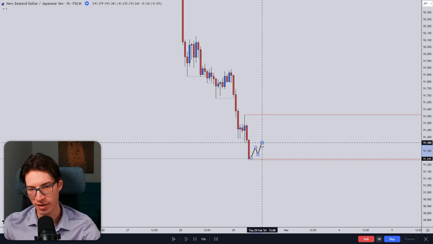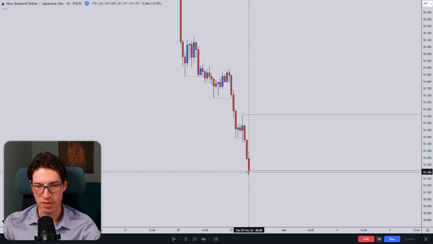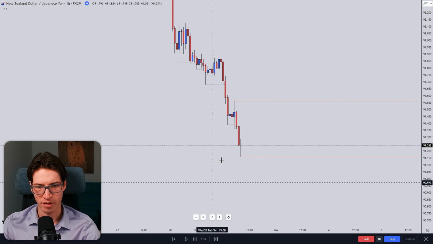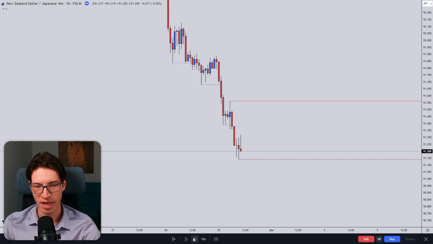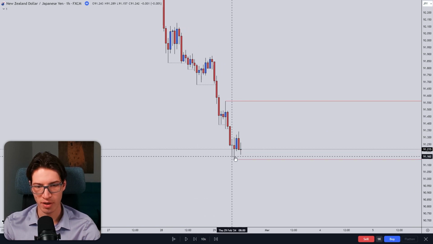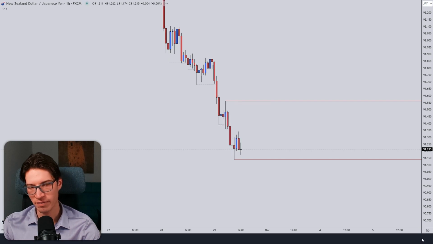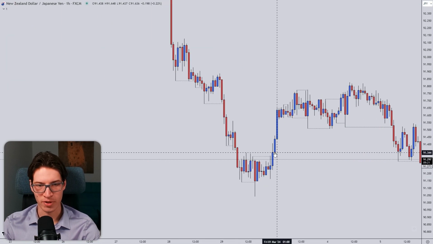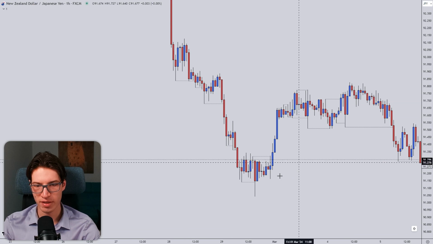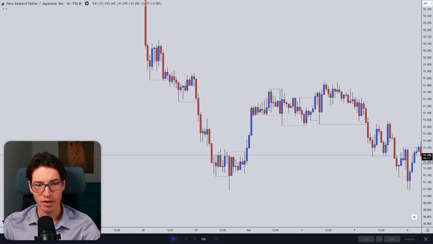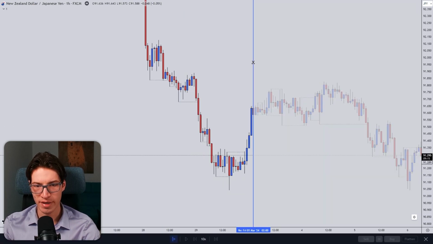That unfortunately didn't happen. Instead price printed, I believe, a large wick, and at that point I was no longer interested. Look, large double wicks, very bad. So I didn't want to look for sell setups anymore. It broke the low, retraced, went higher. Here I was looking for potential buy setups.